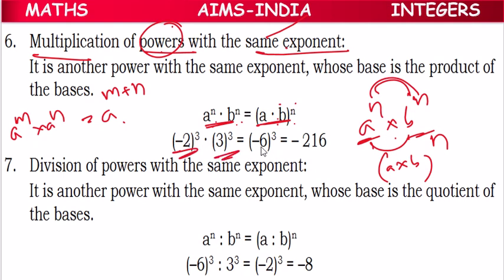Minus 2 whole cube, 3 cube. The powers are same. Minus 2 into 3, minus 6 whole cube we can write, which is equal to minus 216.